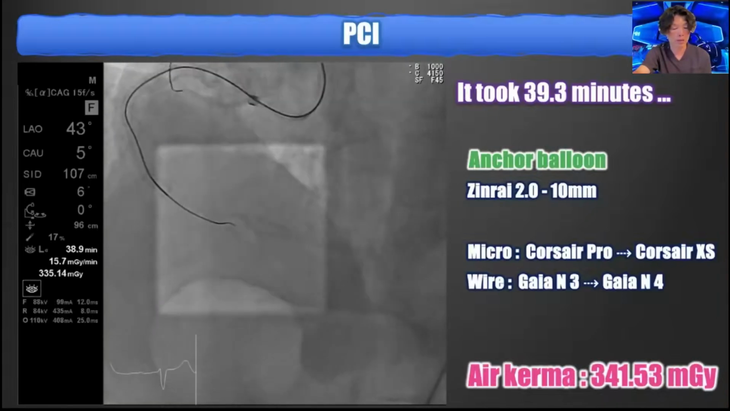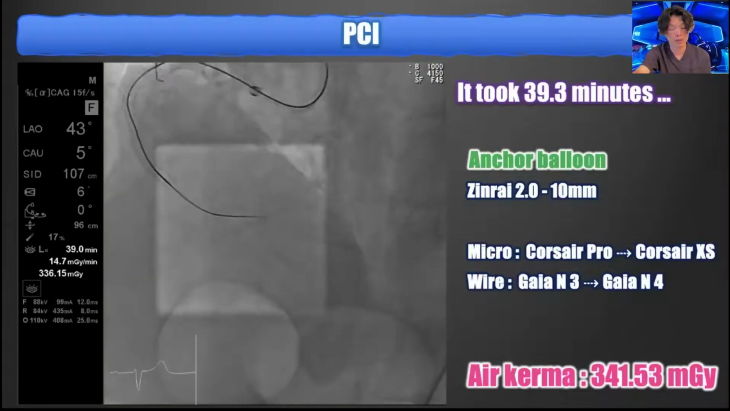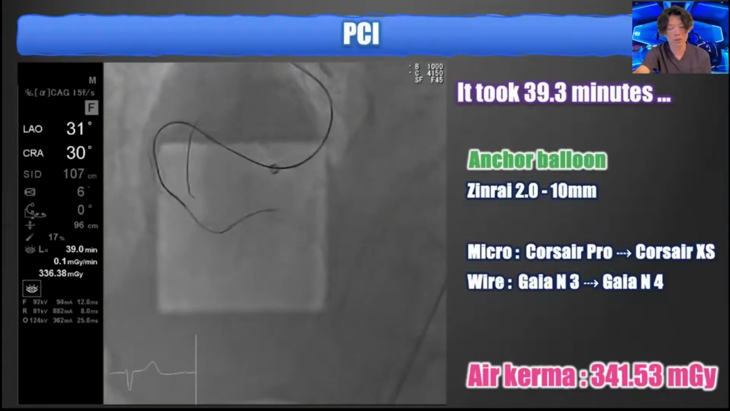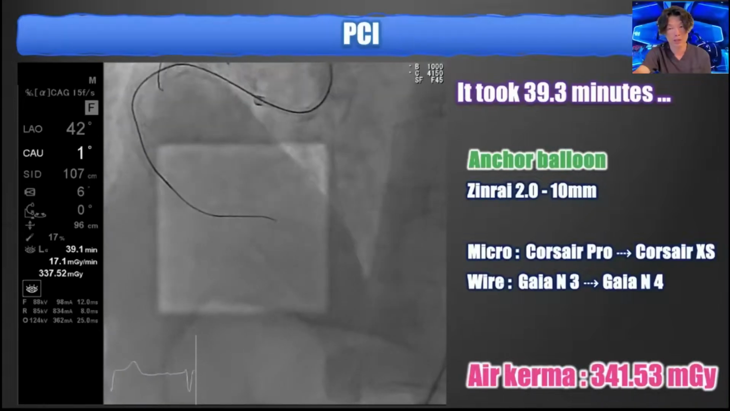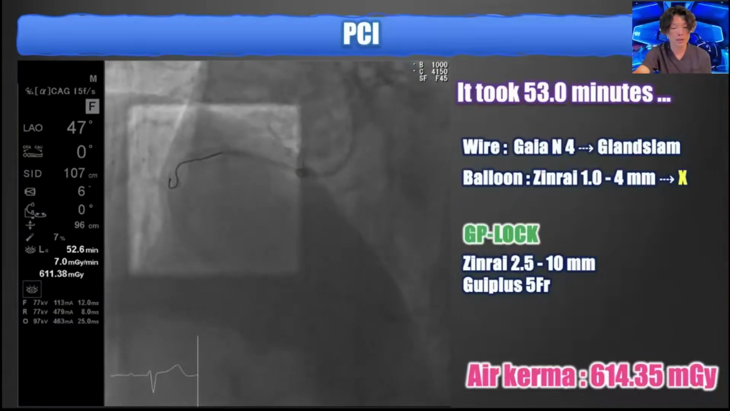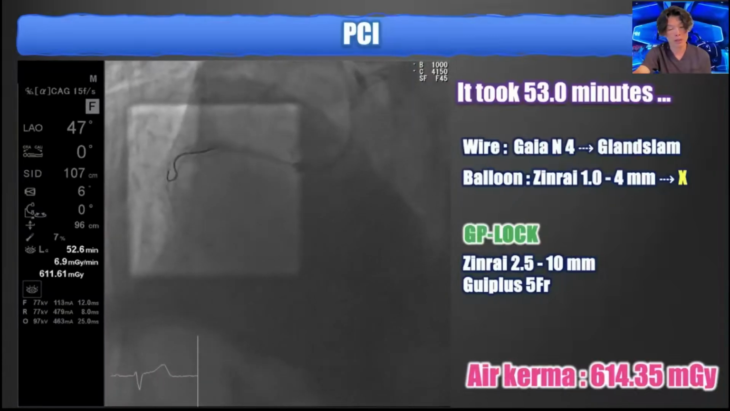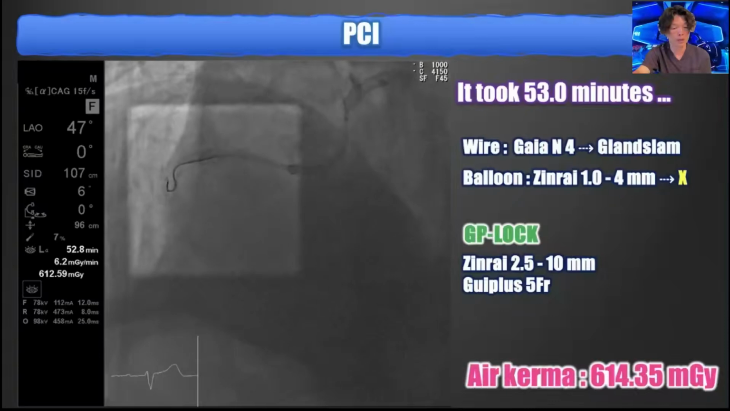The fluoroscopy time at this stage was 39.3 minutes, with a radiation dose of 341.563 milligray. We then extended the wire for the guidewire and proceeded with balloon dilation. However, advancing the 1.0 mm balloon proved difficult.